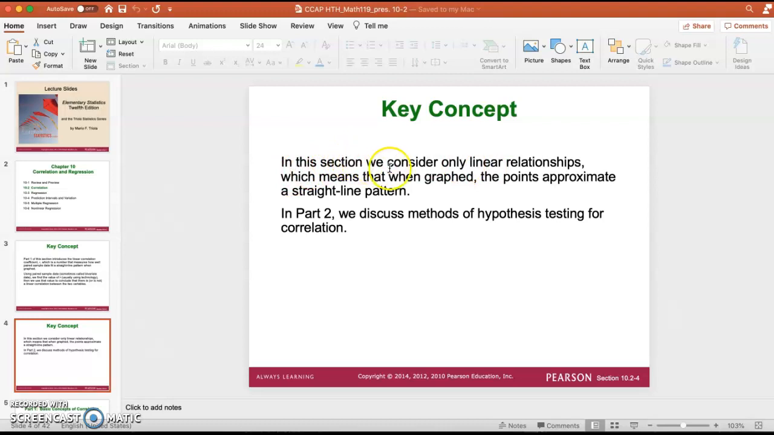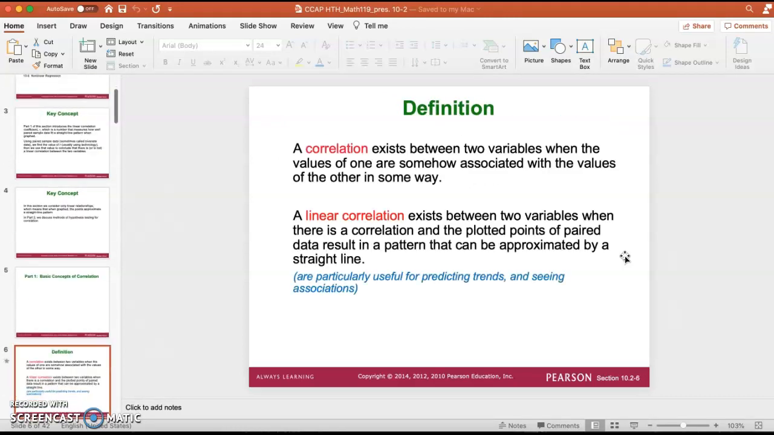More key concepts: in this section we consider only linear relationships, which means that when graphed, the points approximate a straight line pattern. And in part 2, we'll discuss some methods for hypothesis testing for correlation. But hypothesis testing ideas are in here throughout most of the section. So for part 1, starting with some definitions. A correlation exists between two variables when the values of one are somehow associated with the values of the other in some way. So again, basically there's an association or a relationship of some sort.